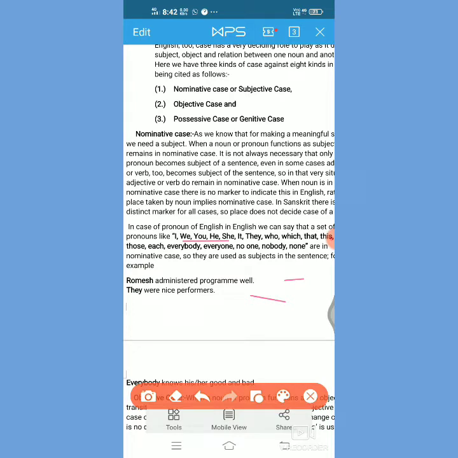Yes, we can say that which is used in both nominative and objective case. We can also say that that is used in both nominative and objective case. But personal pronouns like I, we, you, he, she, it are always used in nominative case. It simply means they are used as the subject of the sentence. They can never be used as an object of a sentence.